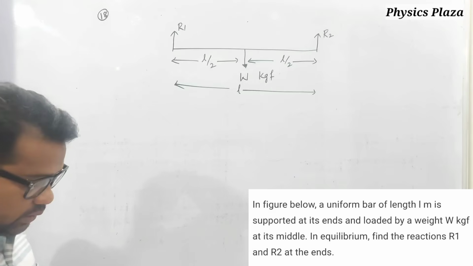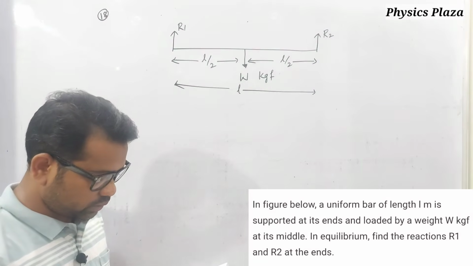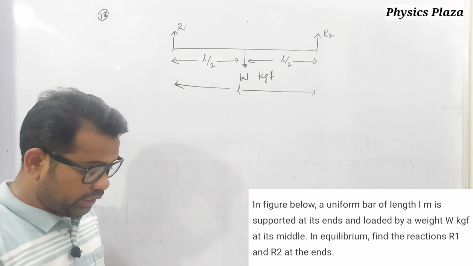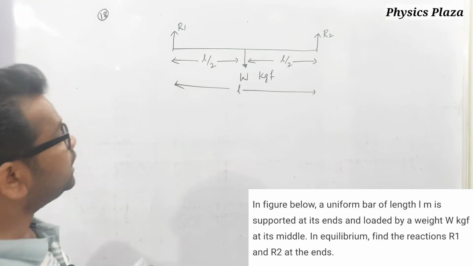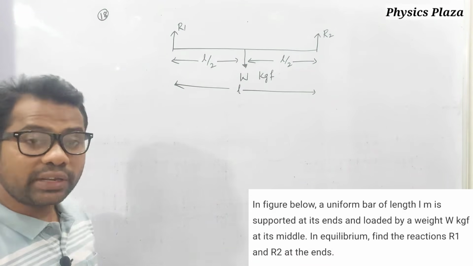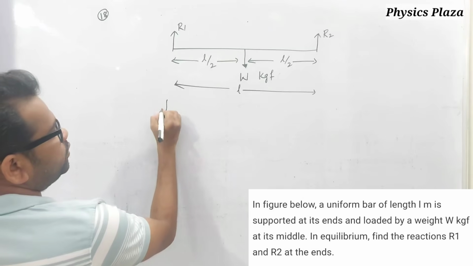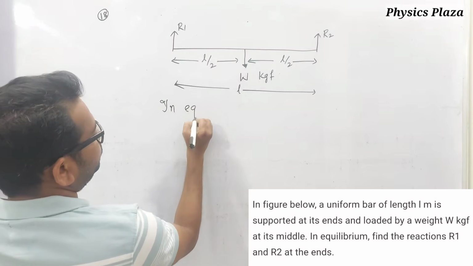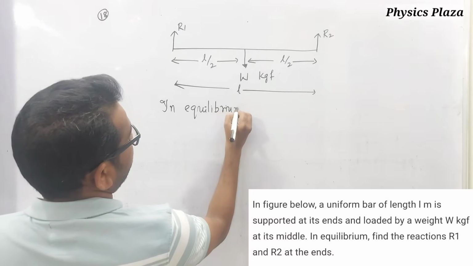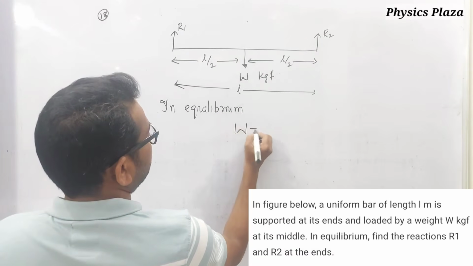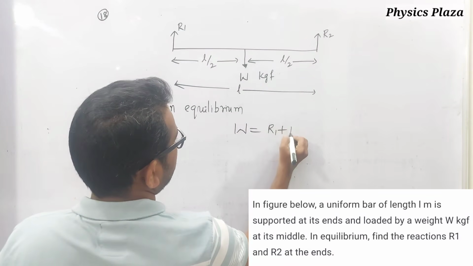A uniform rod of length L is suspended at its middle point. In equilibrium, find the reactions R1 and R2 at the ends. So very clear, they are asking for the R1 and R2 values, children. It's very clear that they are balanced, which means what, children? In equilibrium, it's very important to understand, children, can I write W is equal to R1 plus R2?